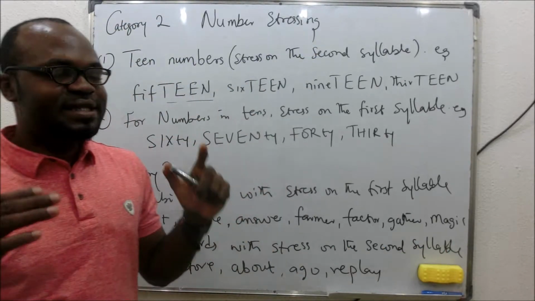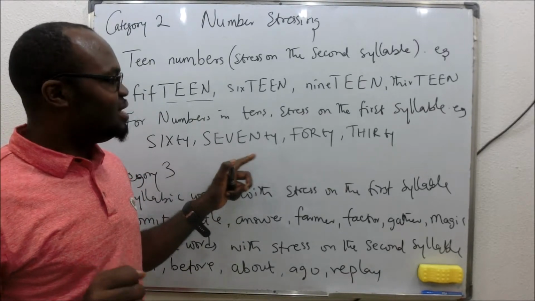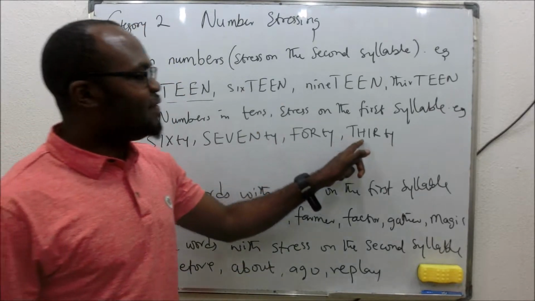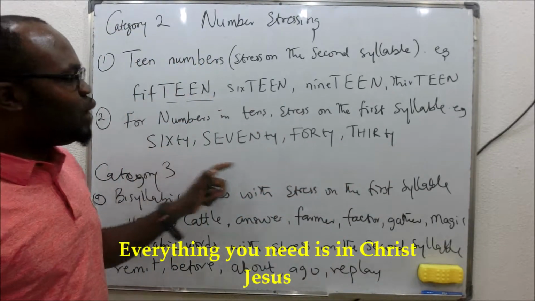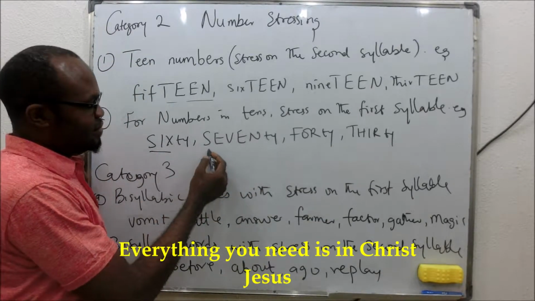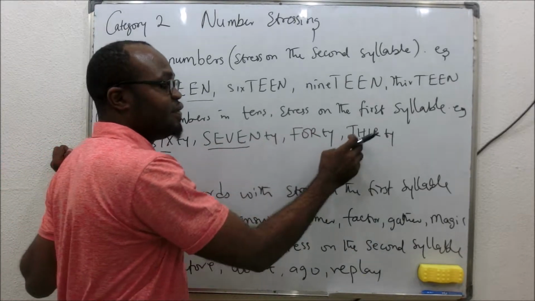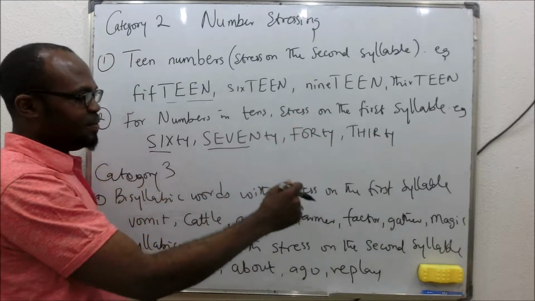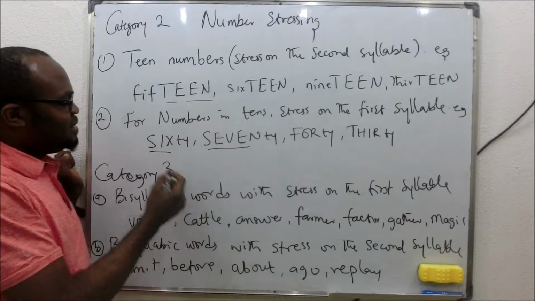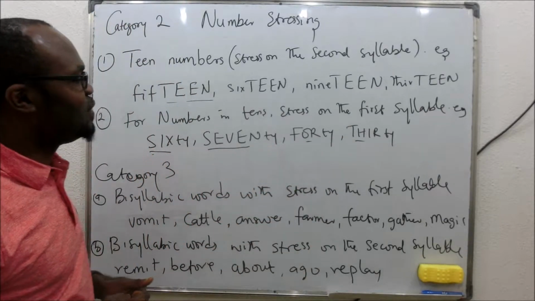But here we have 70. That's 7 tens. Here you have 40. That is 4 tens. Here you have 30. So for words like this, the stress is on the first syllable. You can see as I've written them: 70, 40, 30, 60. So the stress is on the first syllable for number words like this.